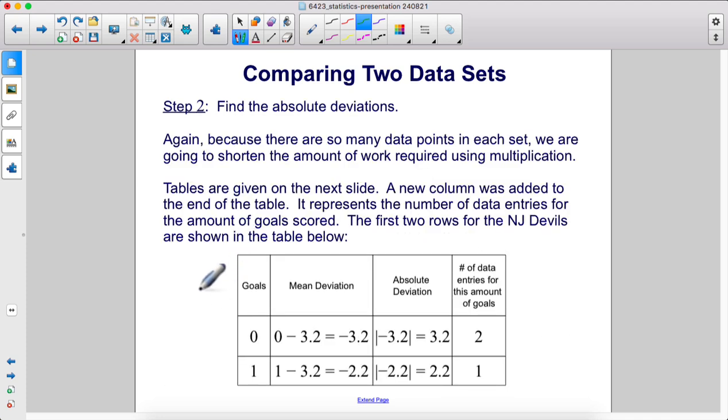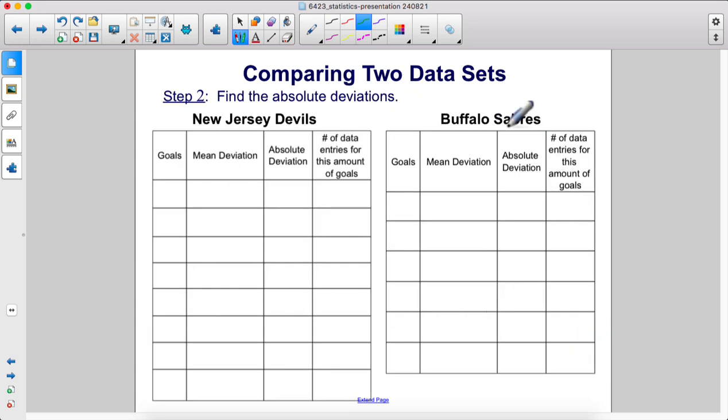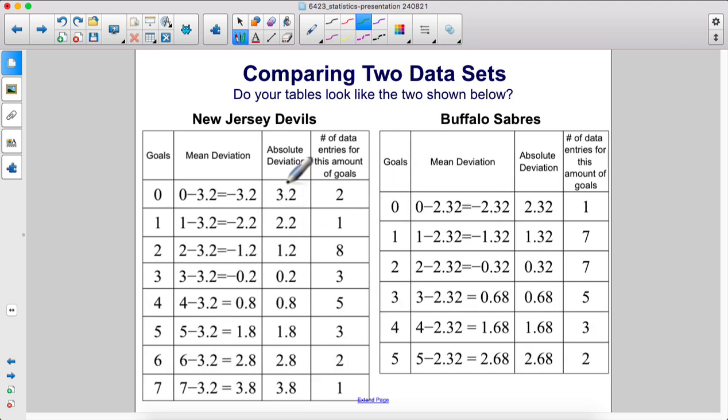Step 2. Find the absolute deviations. Again, because there are so many data points in each set, we're going to shorten the amount of work required using multiplication. Tables are given on the next slide. A new column was added to the end of the table. It represents the number of data entries for the amount of goals scored. The first 2 rows for the New Jersey Devils are shown in the table below. Go ahead and find the absolute deviations. Do your tables look like the 2 shown below?